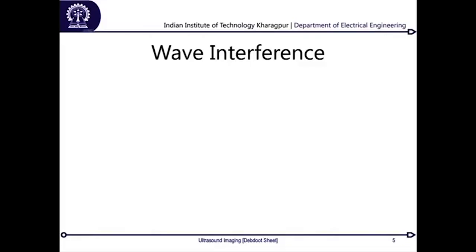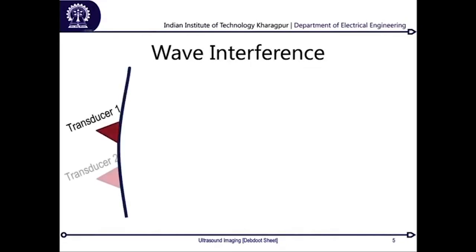So this wave interference is something which helps us in solving that problem as well. What happens over here is we do not have one transducer anymore. Now it is multiple transducers. So let us start with just two transducers and see how this interference happens, and eventually we will extrapolate this whole methodology to multiple transducers.